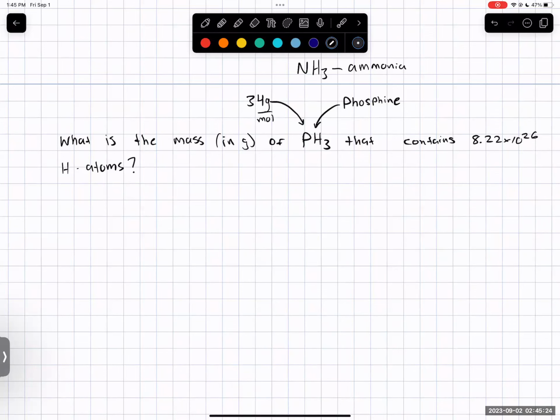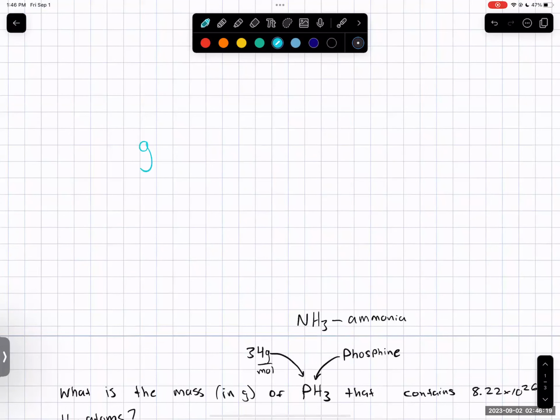All right, so how would we go about this problem? Well, usually what I do is I start with what's given. So 8.22 times 10 to the 26, and these units are hydrogen atoms. Start with what you're given and put that over one, or do your train track method. Start canceling units. We're given atoms, and we're asked for grams.